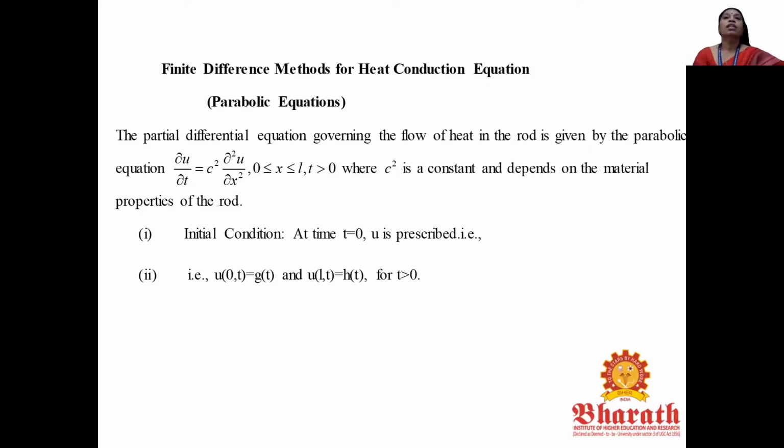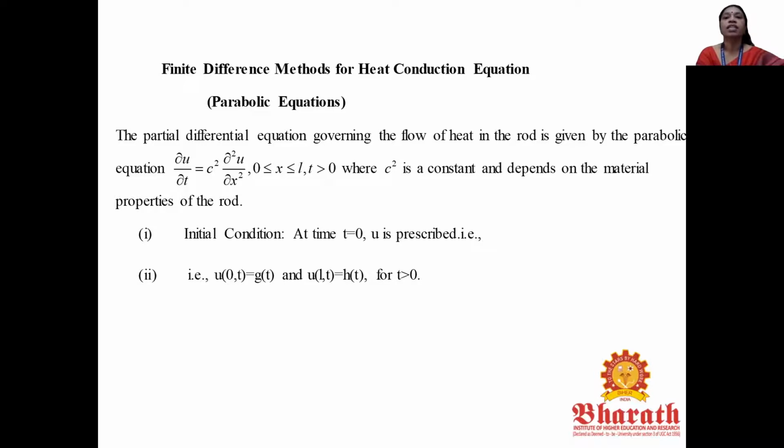So next is the finite difference method for heat conduction equation, that is parabolic equations. The partial differential equation governing the flow of heat in the rod is given by the parabolic equation ∂u/∂t = c² ∂²u/∂x², where x lies between 0 and L, that is 0 ≤ x ≤ L, t > 0, where c is a constant and depends on the material properties of the rod.